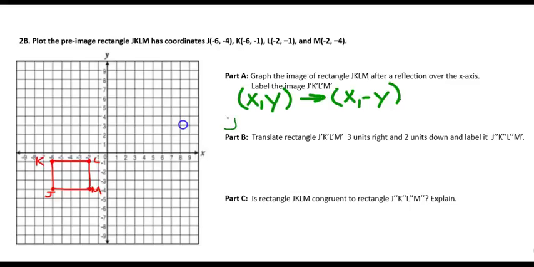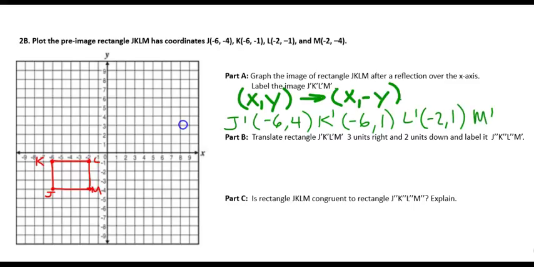So for J prime, that's going to give us negative 6, 4, because we changed the y value. For K prime, that's going to give us negative 6, 1. Again, change the sign of the y value. L prime is negative 2, 1. And M prime is negative 2, 4. Now it says to plot that, so I'm going to go ahead and plot that. And you can see that I plotted J prime K prime L prime M prime in green.